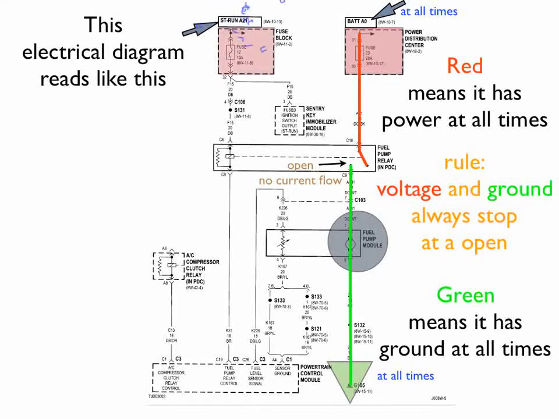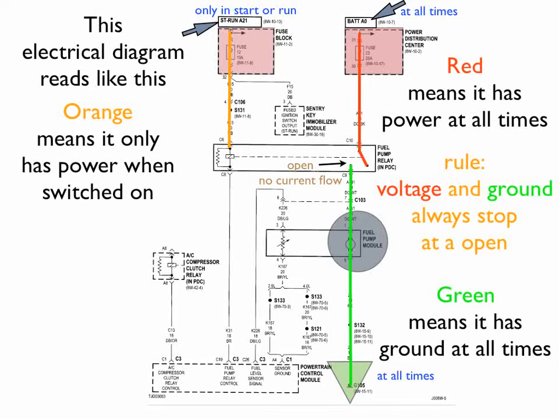Now, the next power source over here, the word says start run. That means you only have power if you have switched to the start or switched to the run position. So that is a switched power, and we're going to color it orange. Anything in orange means it only has power when it is switched on or turned on.